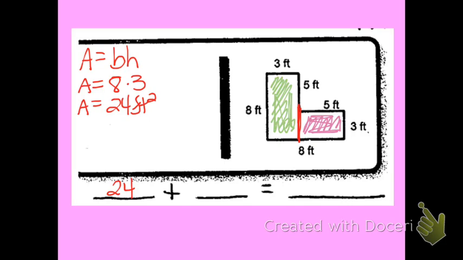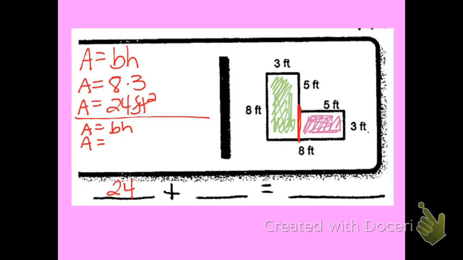Now let's go to the second shape. The formula again is area equals base times height. Why do we keep writing the formula? To remember it. Also because formulas tell us what to do. So area equals base times height. And then what are the base and the height of the little rectangle?